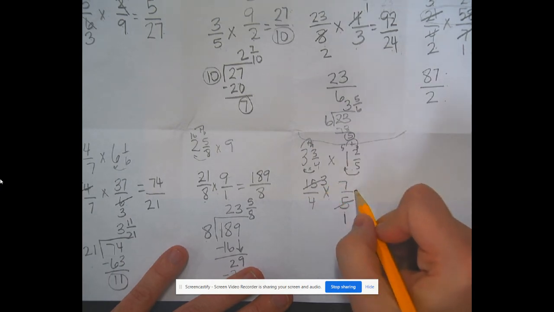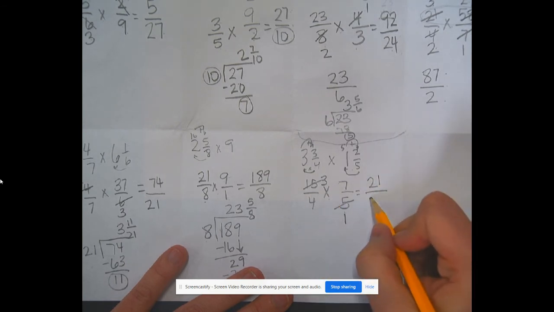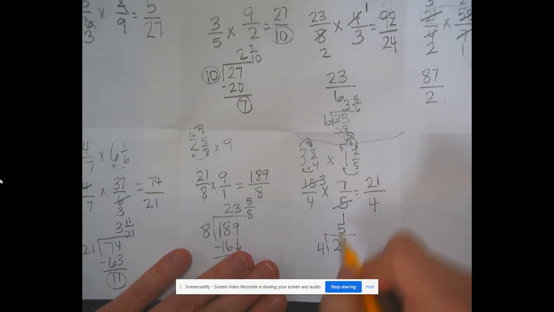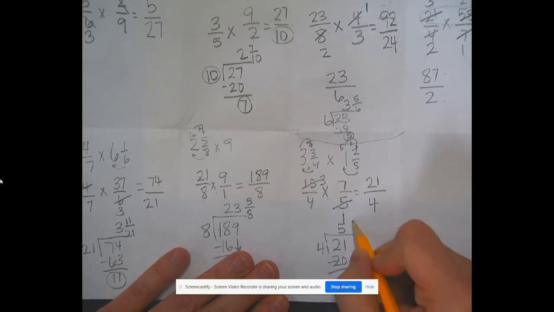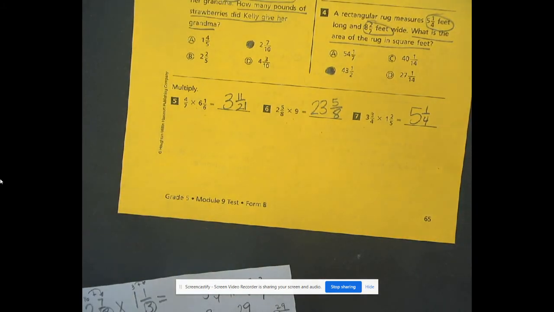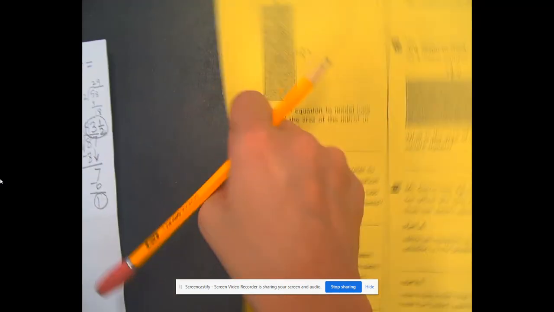3 times 7 equals 21. 4 times 1 equals 4. 21 divided by 4. 5 and 1/4. There, give yourself a pat on the back if you got all 3 of those right. If you didn't, did you see where you went wrong? Did you correct it? Okay, flip it over.